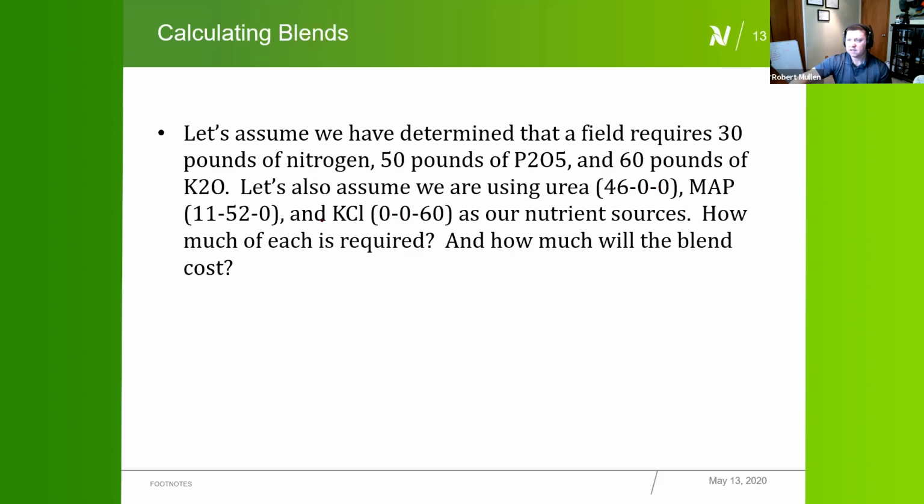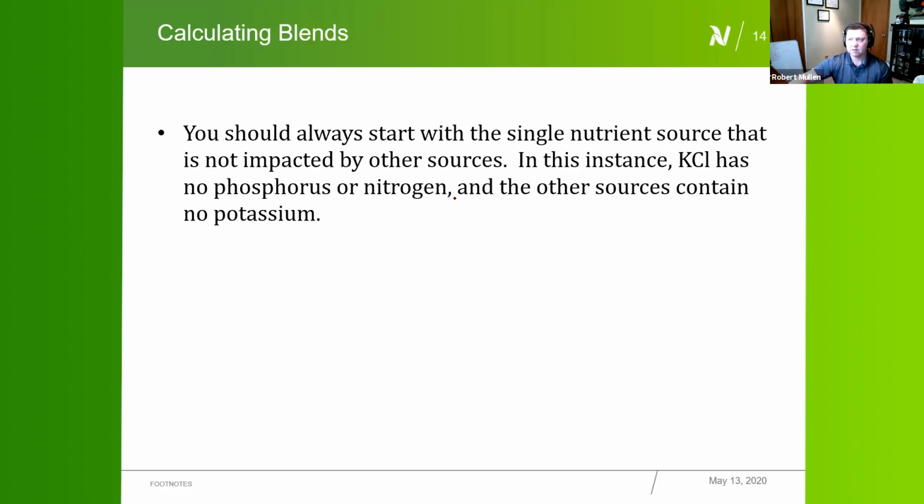Urea doesn't have any potassium. MAP doesn't have any potassium. Hey, the potassium one is simple. This looks strangely similar to the very first example that I provided in the first slide. 60 pounds of K2O per acre. I know that I'm getting 0.6 pounds.